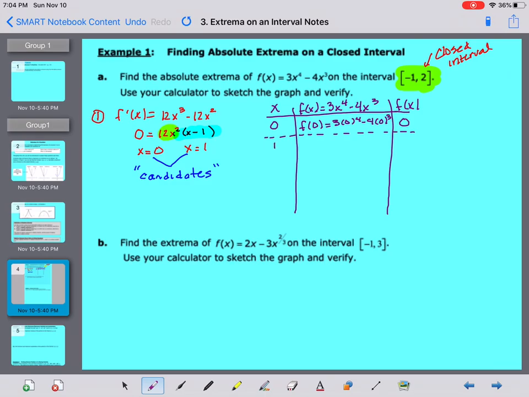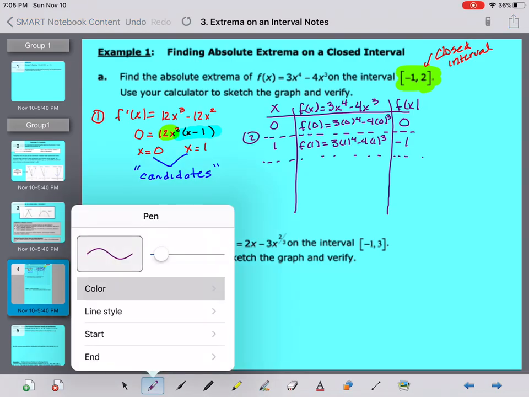When I plug a 1 in, again, I'm going to take f and plug in 1. So 3 times 1 to the 4th power minus 4 times 1 cubed. Okay, 1 to the 4th, 1 cubed gives us 1. And we subtract those out, we get a -1. Okay, and that's my step 2, was plugging in what we call the candidates. So this is my step 2 here.